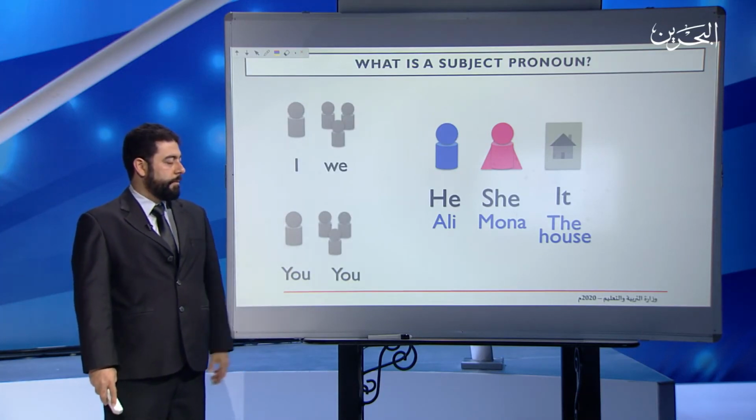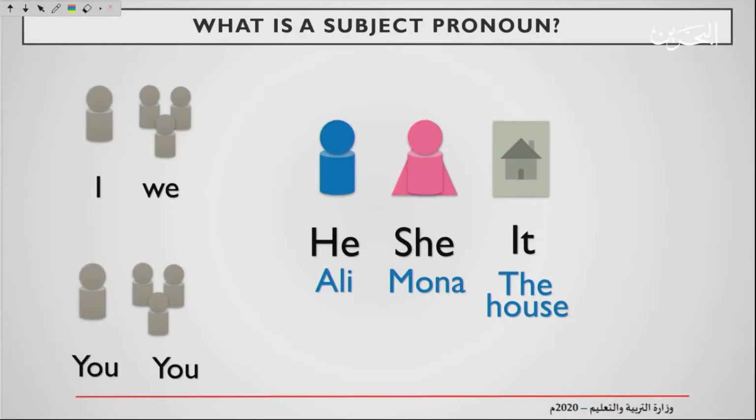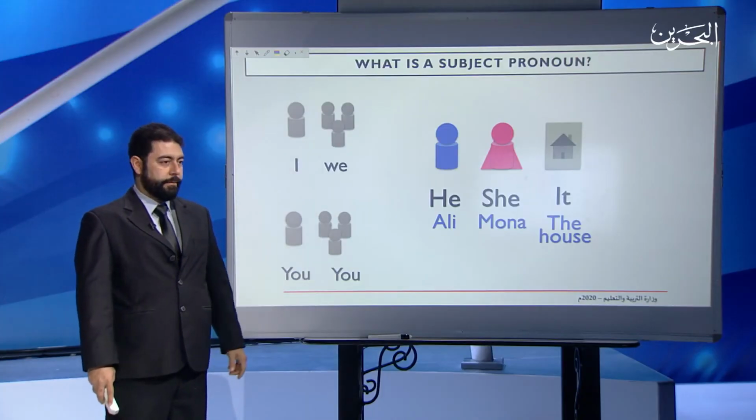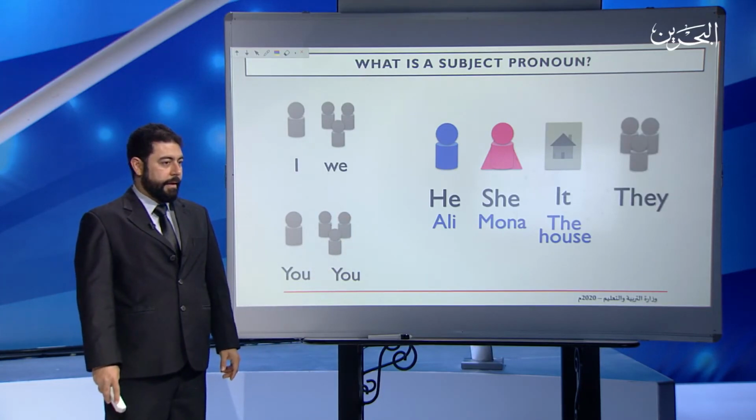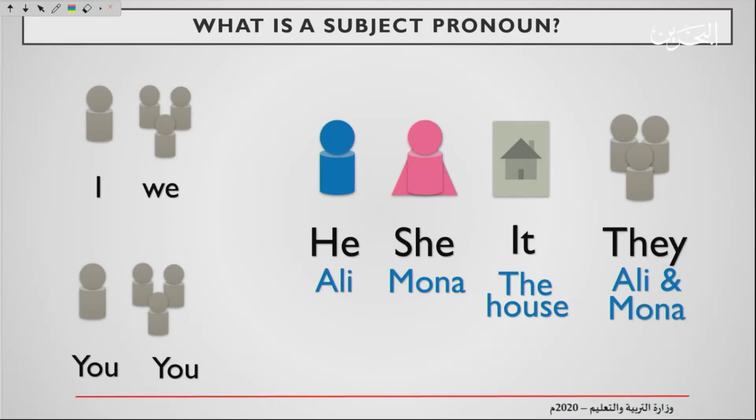We have we, which is plural, and also you. We have two kinds of you, one that is singular and one that is plural, just like I. I is singular and we is plural. There is a plural for he, she, it, and it is they. You can substitute that with something else, like Ali and Mona.